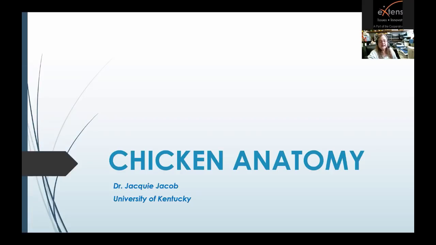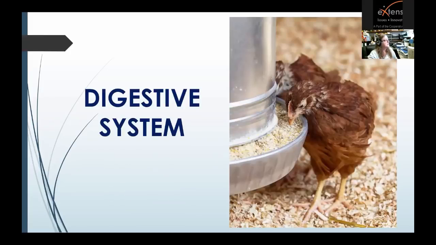An understanding of chicken anatomy also helps to understand some of the nutritional or respiratory problems that could happen. Get a basic understanding of how the system works. So the biggest cost in poultry production is feed. 70% of our cost is feed. So the first system that I want to discuss is the digestive system.